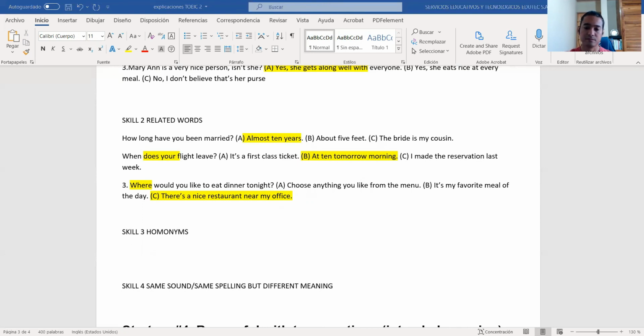Skill 3. Homonyms. 1. He leaves next week, doesn't he? A. No, he's going tomorrow. B. Yes, he's very weak. C. The leaves are turning yellow.